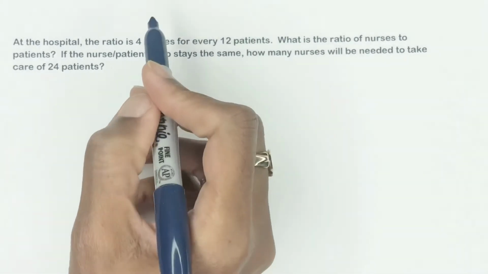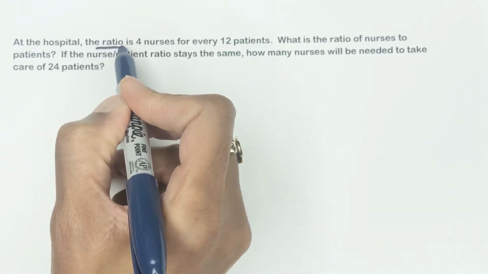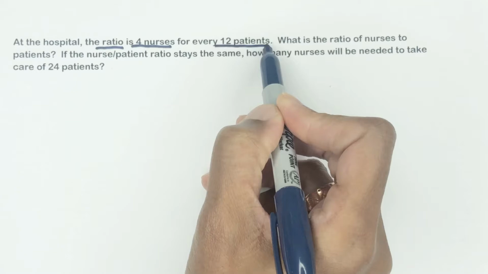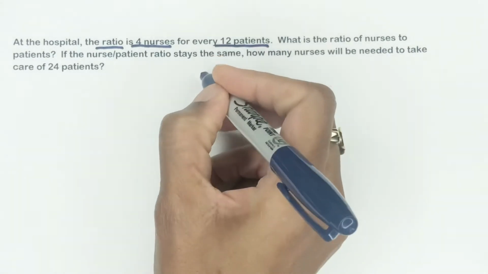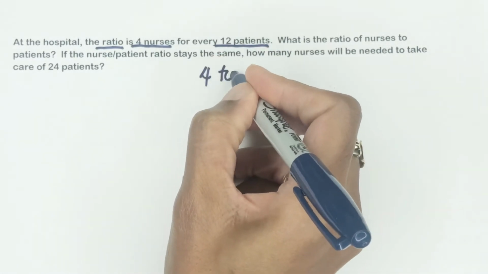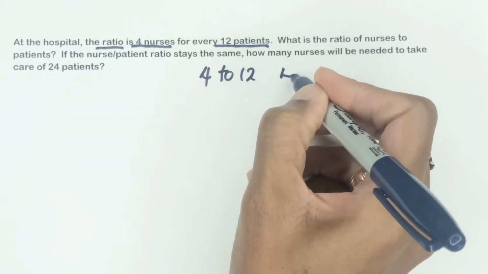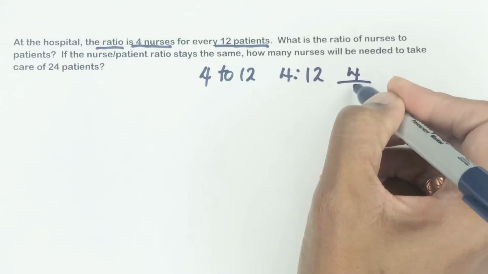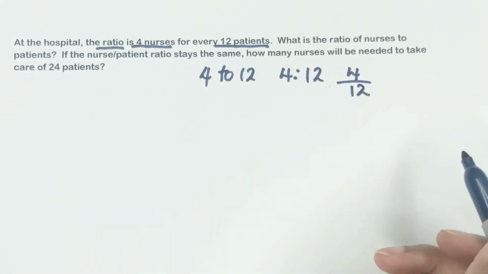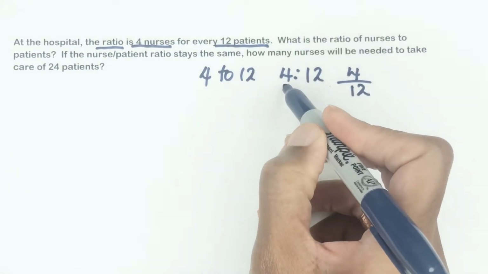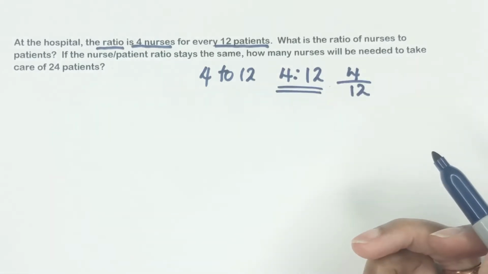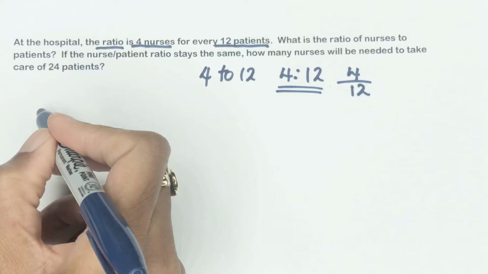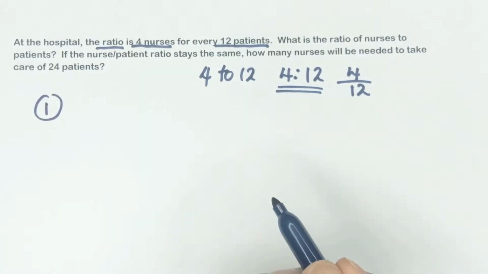Okay, so at first we know that this is a ratio, right? It says 4 nurses for every 12 patients. Now this can be written as 4 to 12. There are 3 different ways to write your ratio, and we're going to deal with this way, 4 to 12. So let's number it number 1 for the first question.